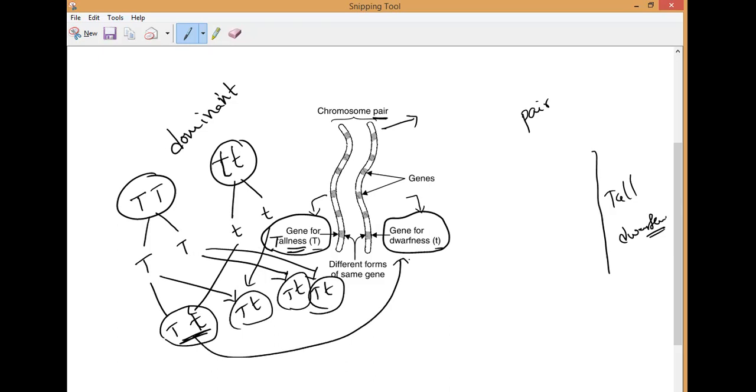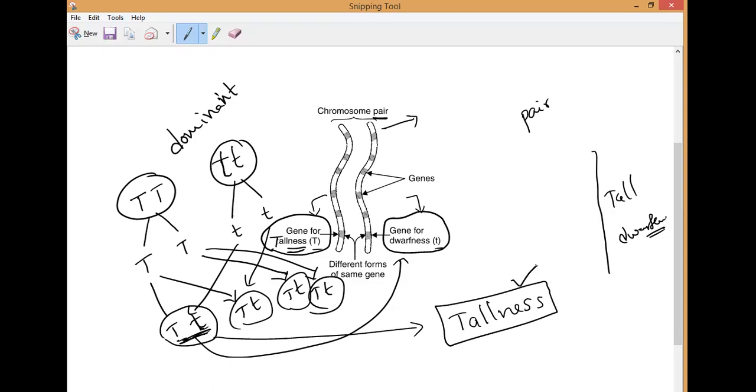Do you understand, guys? One is tallness, another one is dwarfness. So this is the characteristic. What is the characteristic developed in the offspring here? Tallness or dwarfness? Tallness, yes or no? So try to understand whatever characteristic is developed in the offspring.